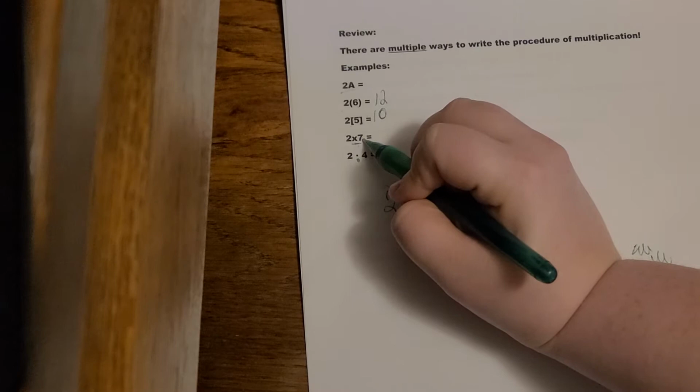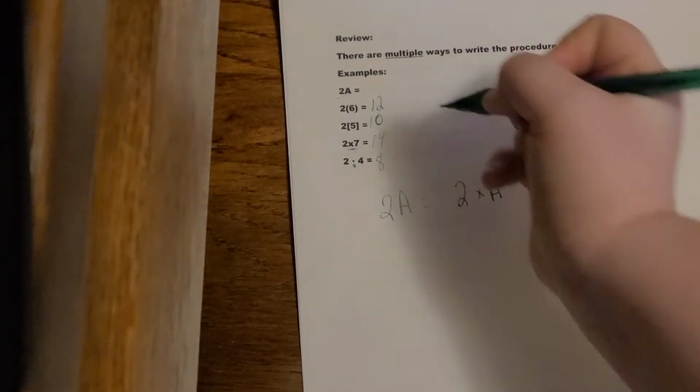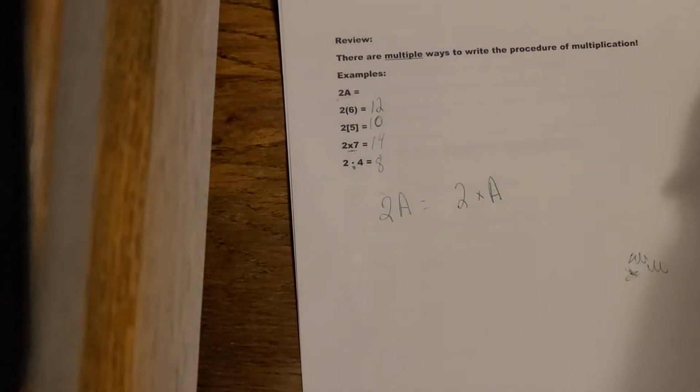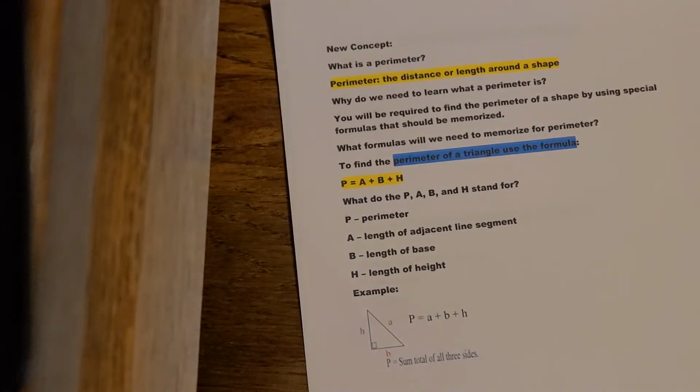And let's just go ahead and finish this one out. 2 multiplied by 7 equals 14. Good. Okay, so that's pretty much it here. If you need any more help with these, you just call me and let me know and we'll go over them, okay? Let's move on to our new concept.